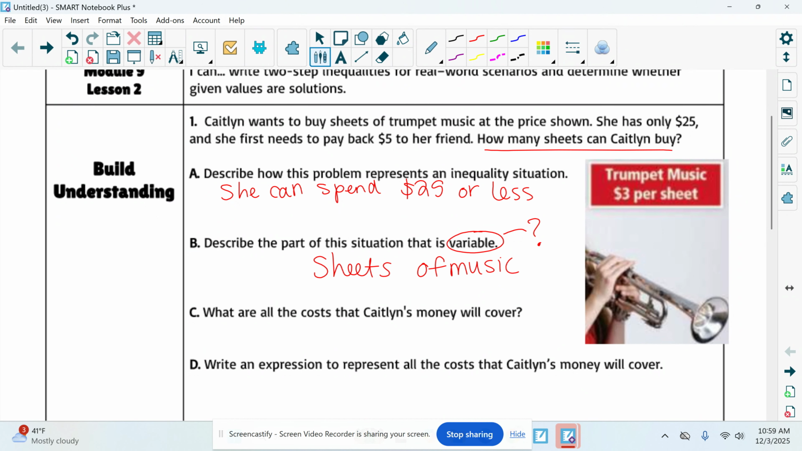What are all the costs that Caitlin's money has to cover? The $5 for your friend and the $3 for your trumpet. So she has to pay her friend back and the cost of the music sheets, right? Which is worth what? $3 per. So how can we write an expression that just represents the amount of cost that she has to cover?